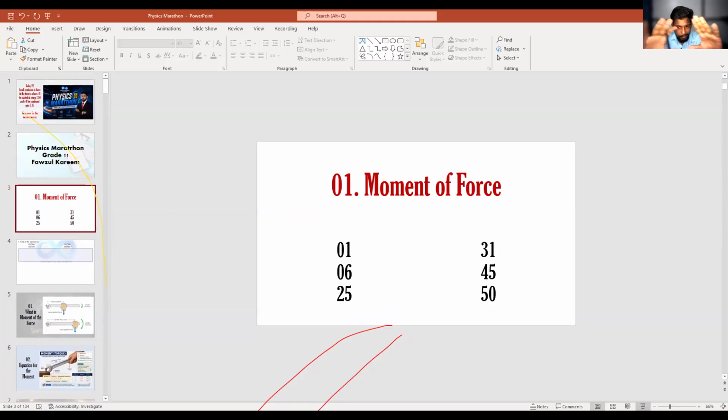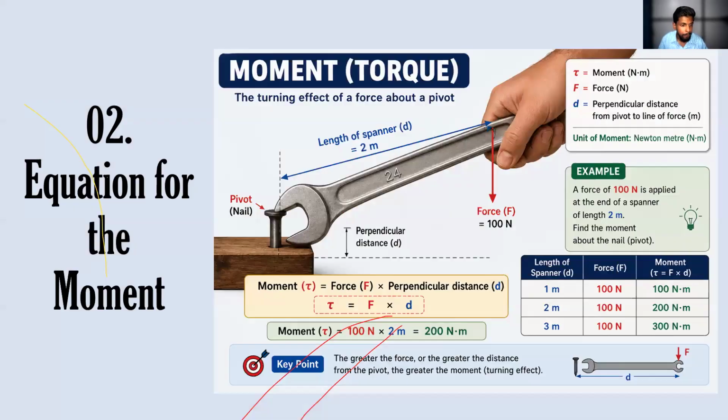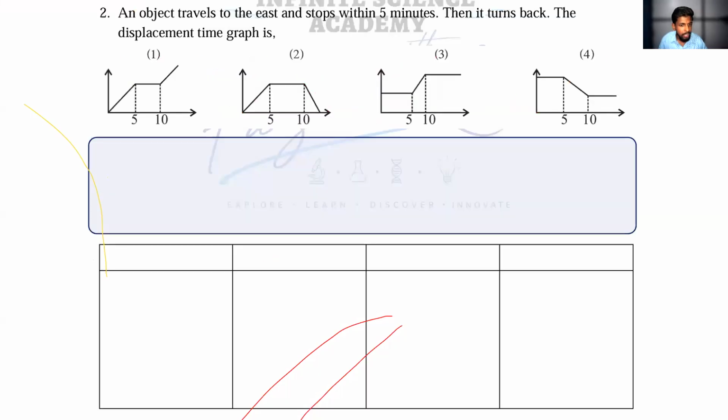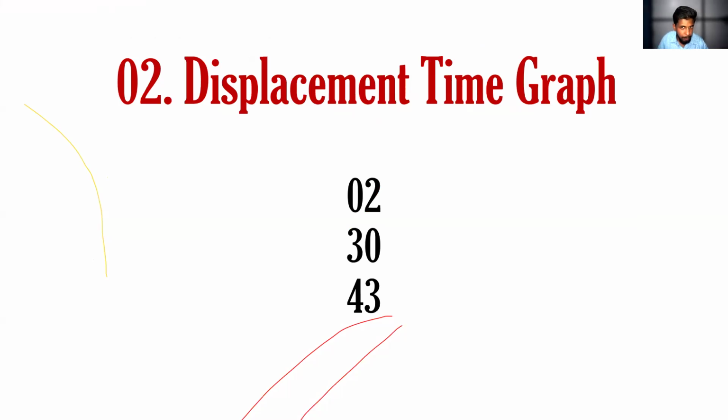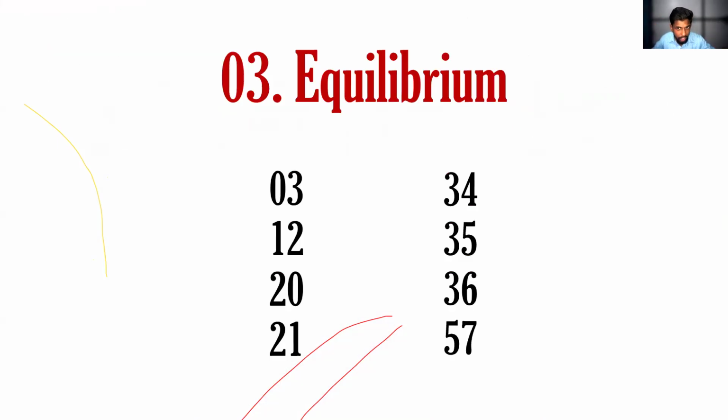Moment of force, we have discussed all these questions related to the moment of force. I will be putting them in groups, right? These are the questions related to the moment. And then we discussed the questions related to the displacement time graph. Out of 52 questions, these are the three questions related to the displacement time graph. And then we discussed equilibrium. So these are the 8 questions related to the equilibrium. Already we had discussed in our last class, right? Yesterday.